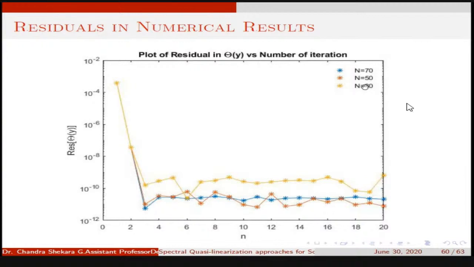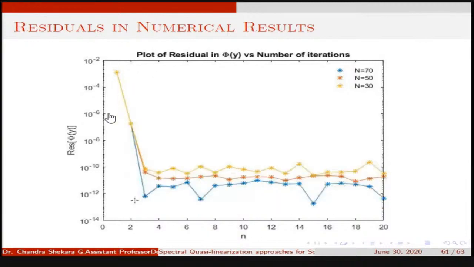Again, for n is equal to 30, it is around 10 power minus 9, but for n is equal to 70, the number of collocation points, it is around 10 power minus 11. This is the residual in the second field variable, and this is the residual in the third field variable.